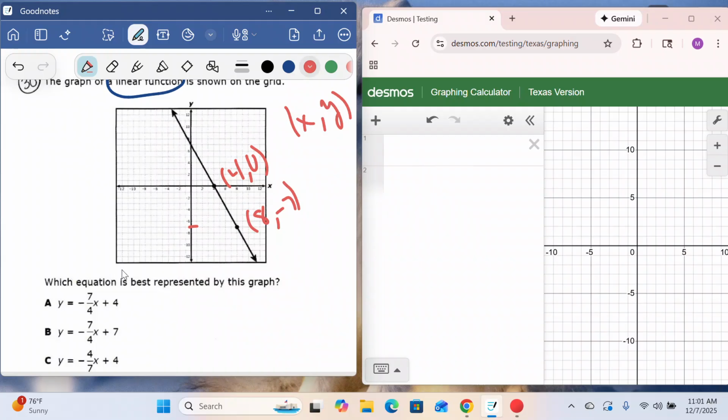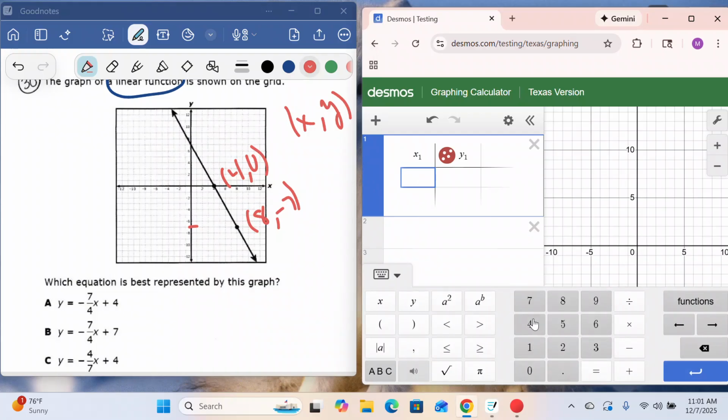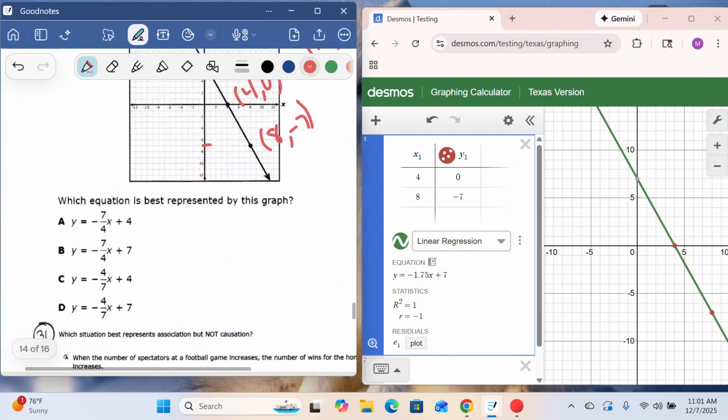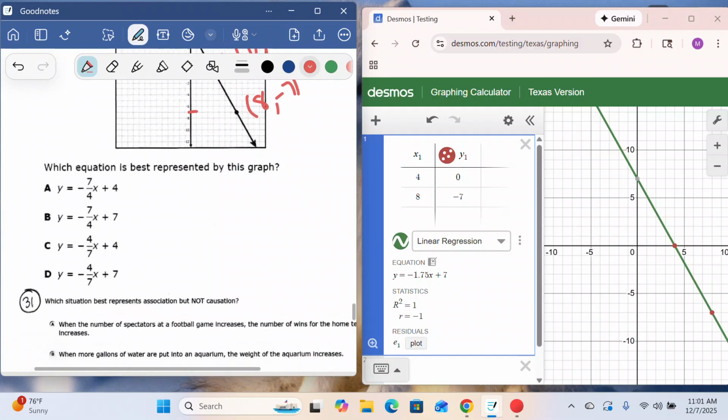So all I have to do is do a table. Once I have 2 points, I know it is linear. So I'm going to put the table, and I'm going to put the 4, 0, and I'm going to put 8, -7. I'm going to add regression and get -1.75 and 7, and automatically by looking at my answer choices, I can get rid of this one and I can get rid of this one.